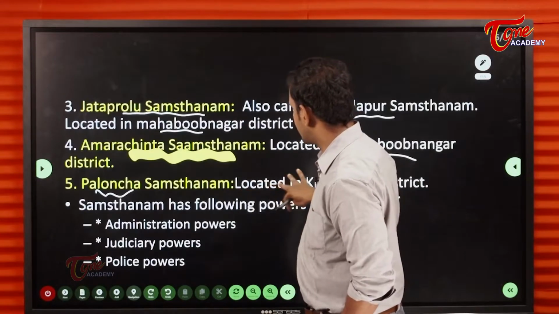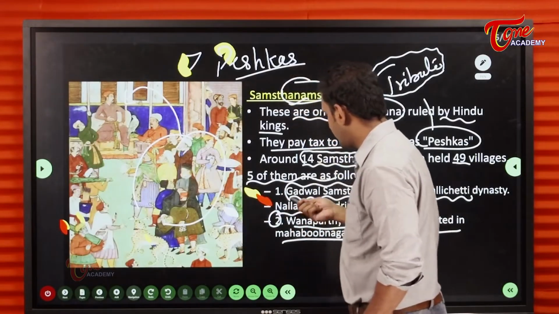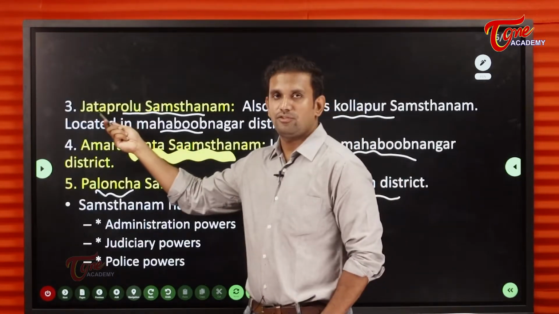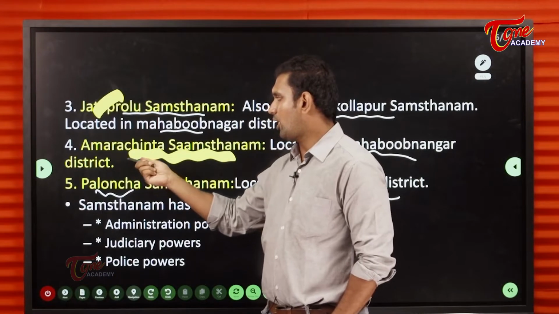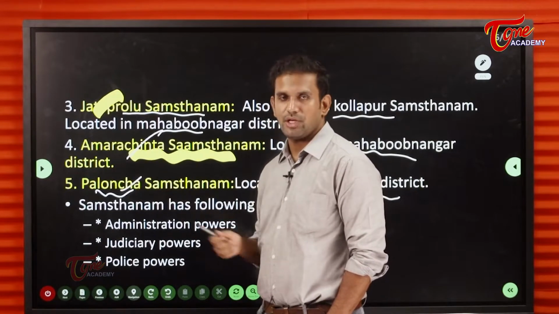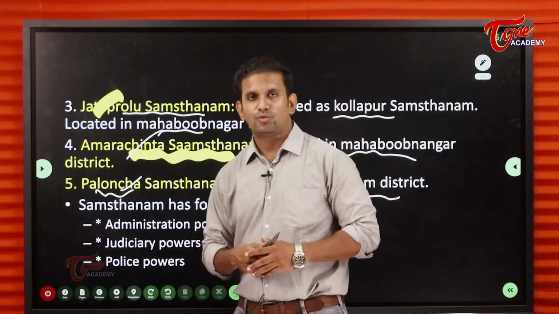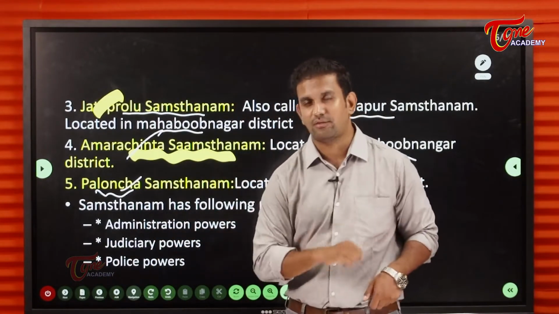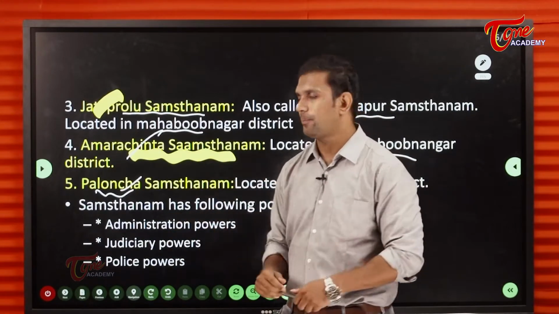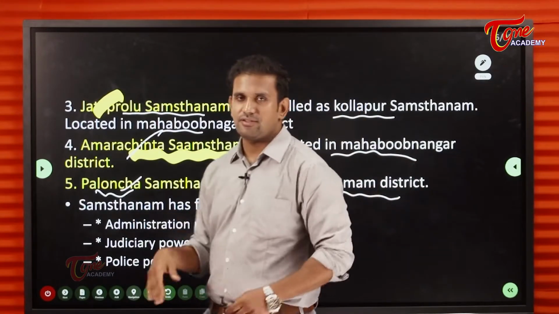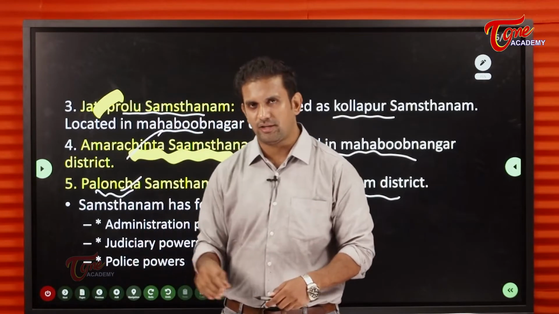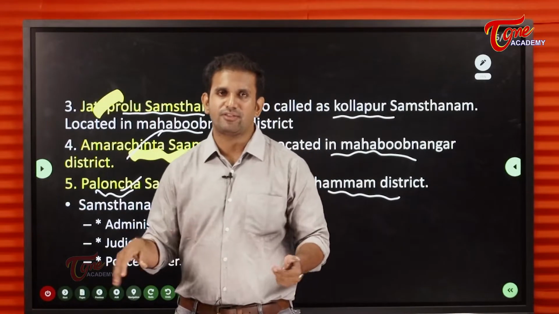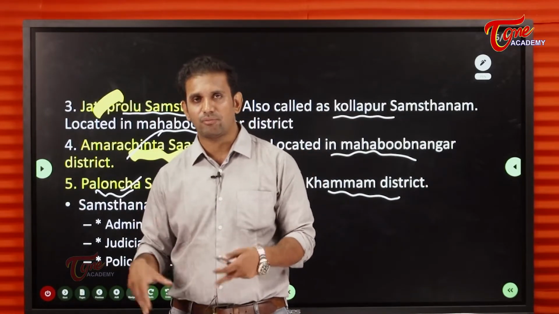So we have seen this: Gadwal, Wanaparthy, Jataprolu, Amarachintha and Palvancha. In total 14 are there. These 5 are the major chiefs which have a little bit more area. So these small kings and petty chiefs, what kind of powers can they exercise in their area? Meaning, Nizam allowed them to do what?